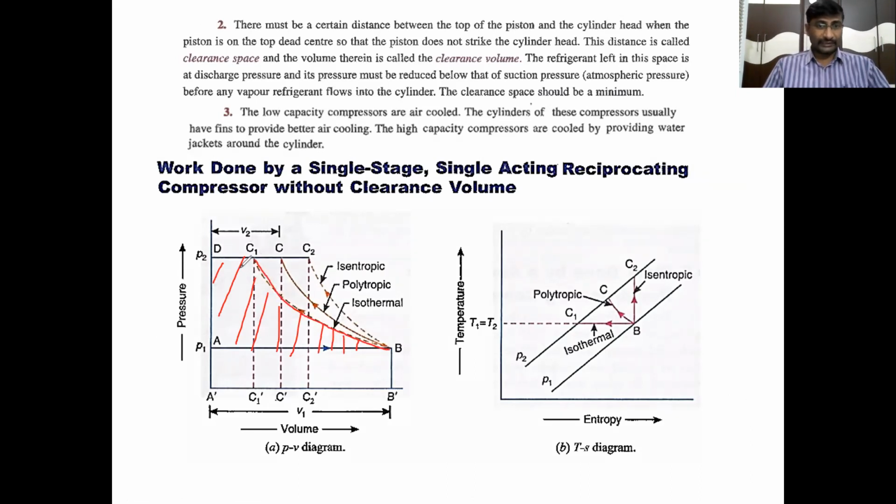Clear? How to find this enclosed area? It is the area under DC1 plus the area under BC1 minus the area under AB. If you subtract this area, then we will get the area enclosed between A, B, C1, D. Clear?